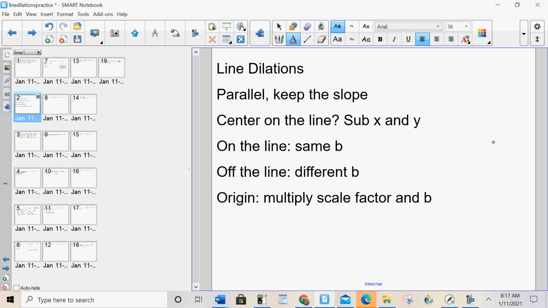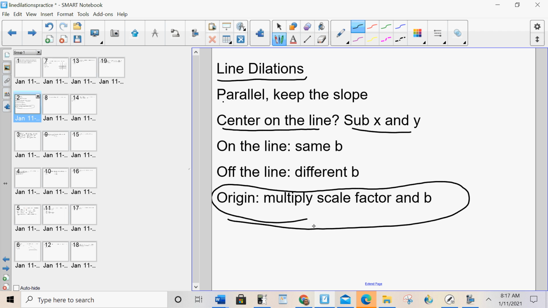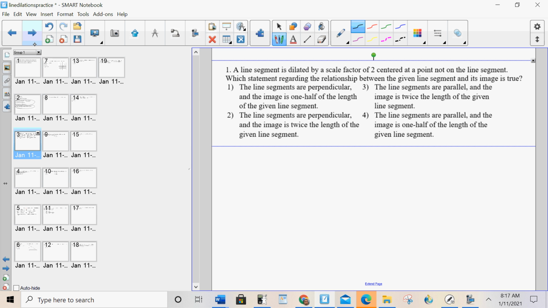But again, what you need to know about line dilations: the image is always parallel, which means the slope is always the same. To determine if the y-intercept is the same or not, you have to determine if the center is on the line by subbing x and y. However, separate from that, if it's centered at the origin, you don't have to go through this procedure. You can just multiply the scale factor and b, but you're still always keeping the slope. There are a lot of different types of questions that you might see based on this. We're going to see all those types, but the majority of the questions asked are the ones we'll see towards the end of this packet. All right, let's do it.